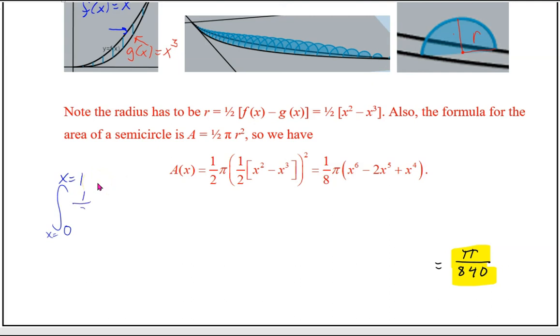Our integrand becomes the area function of the cross-section, in this case the semicircle, which we saw was 1/8 pi times (x to the 6th minus 2x to the 5th plus x to the 4th), times the distance between the two bases, the two semicircles that we saw a minute ago in the webcam. And that's the differential, which is dx. Now go ahead and pause the video, compute your integration, and turn the video back on to compare your answer to mine.